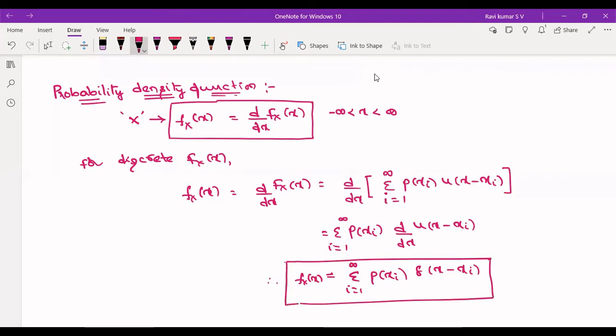And already you know that the impulse function is given by del of x is equal to 1 at x is equal to 0 and 0 for other values. So this you should know.